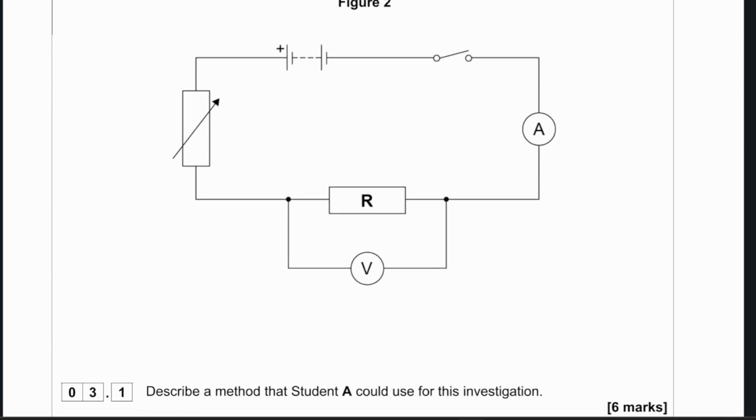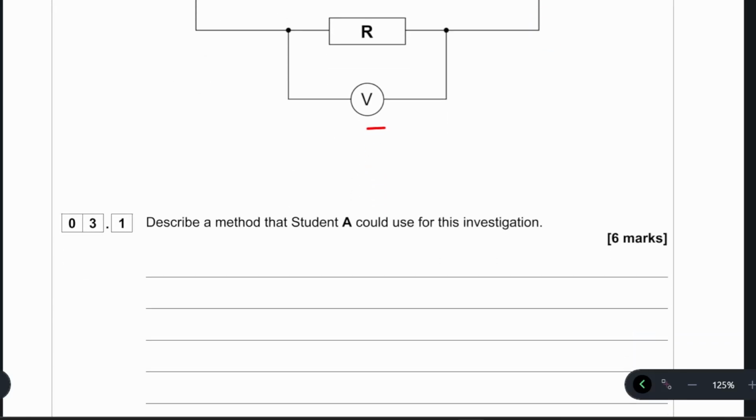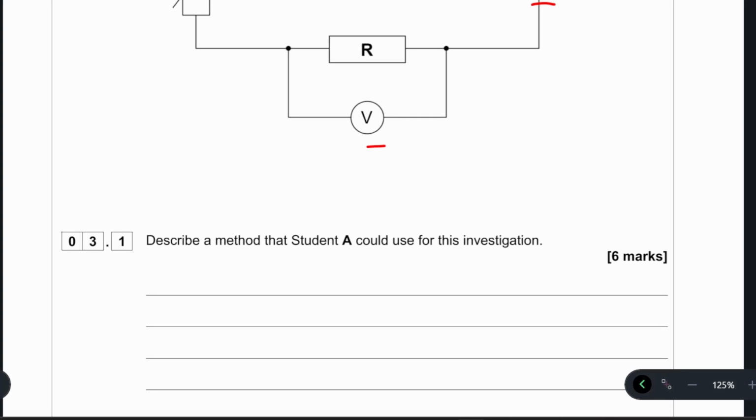So you can see your resistor R, a variable resistor over here, and we've got an ammeter and a voltmeter to measure the current and potential difference. So we want to describe a method that the student could use for this investigation, and this is a 6 marker.